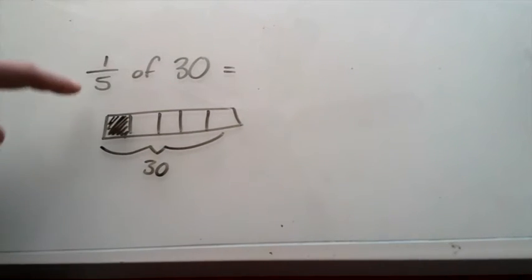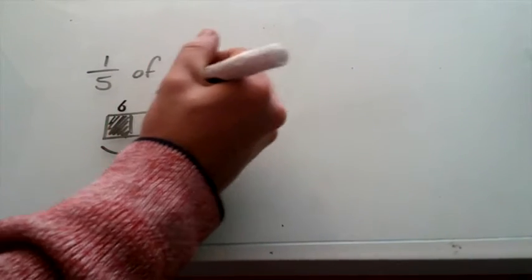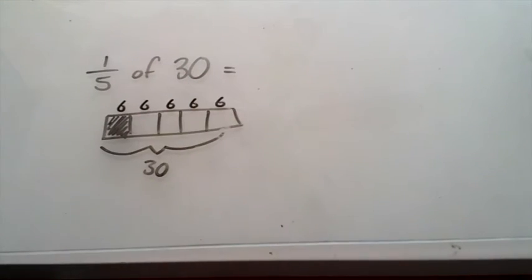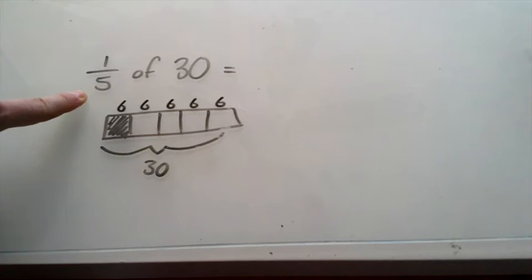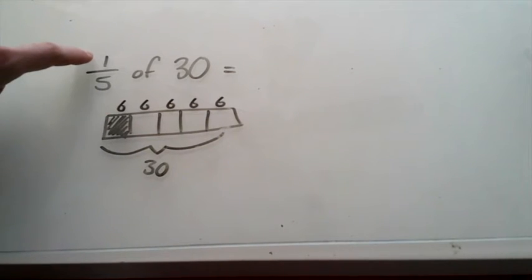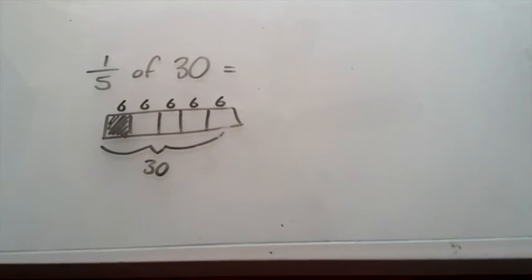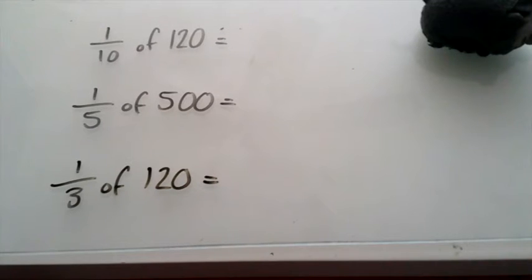So we need to work out how much 1/5 is worth. So we do 30 divided by 5, which is 6. So we know that each segment, each fifth, is worth 6. So if we want 1/5, we do 30 divided by 5, which gives us 6, times by 1, because we only want one segment. So our answer would be 6.